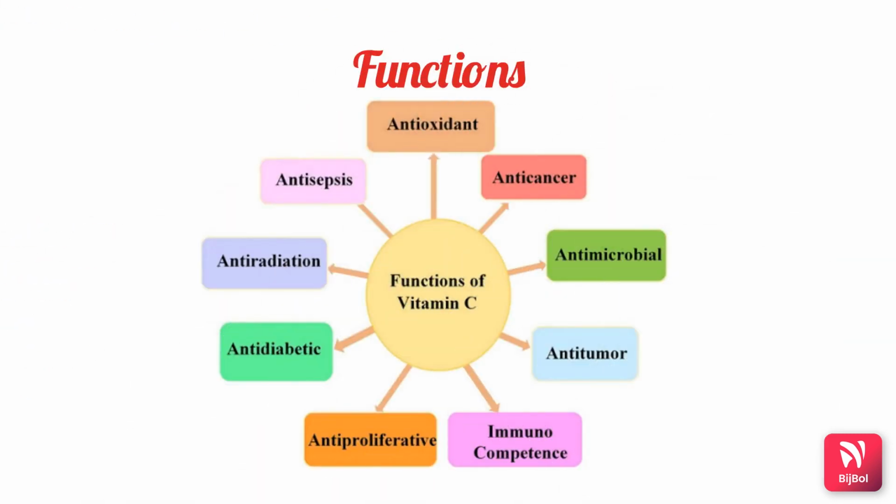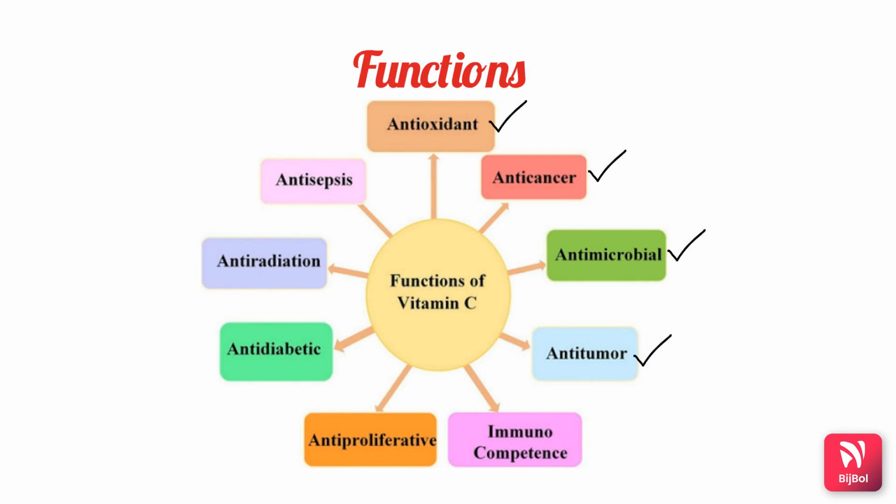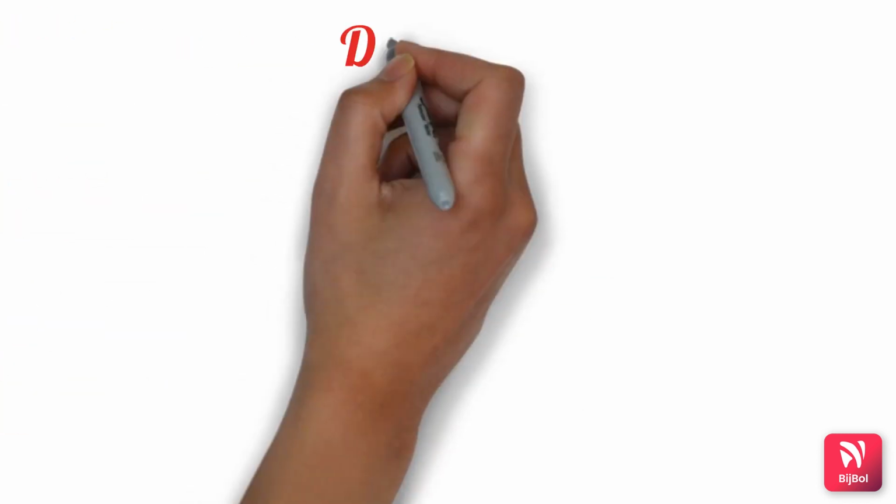Now coming to the functions of vitamin C, it is regarded as an antioxidant, anti-cancer agent, antimicrobial agent and also anti-tumor agent. And it also has a role in immunocompetence. It is also regarded as an anti-proliferative agent, anti-diabetic agent, anti-radiating agent and also it is involved in antisepsis.